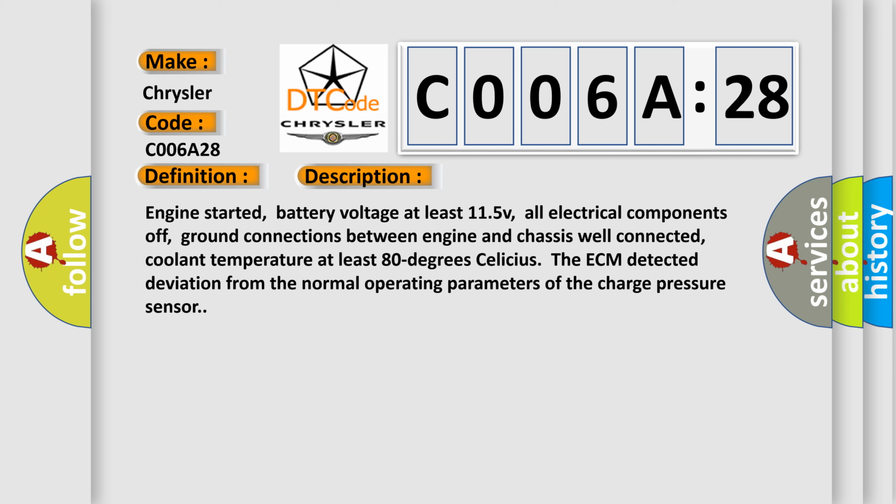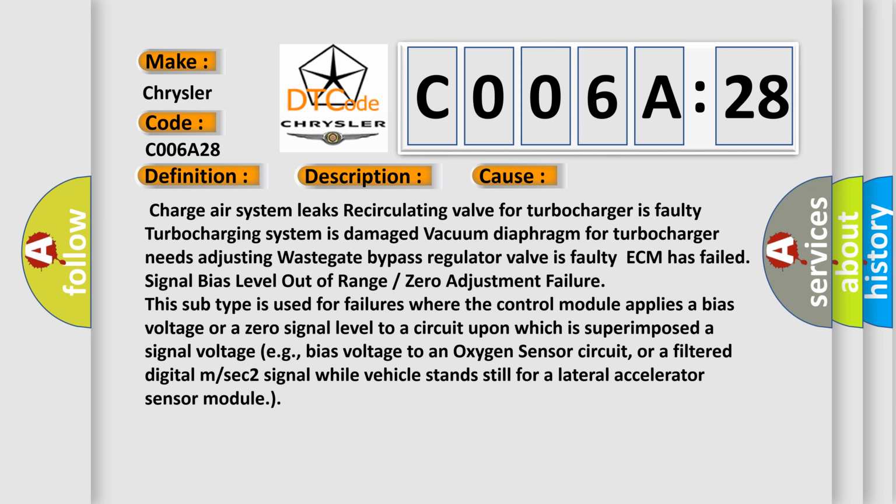This diagnostic error occurs most often in these cases: charge air system leaks, recirculating valve for turbocharger is faulty, turbocharging system is damaged, vacuum diaphragm for turbocharger needs adjusting, wastegate bypass regulator valve is faulty, ECM has failed, signal bias level out of range or zero adjustment failure. This subtype is used for failures where the control module applies a bias voltage or a zero signal level to a circuit upon which is superimposed a signal voltage, e.g., bias voltage to an oxygen sensor circuit, or a filtered digital PWM or SENT signal while vehicle stands still for a lateral accelerator sensor module.